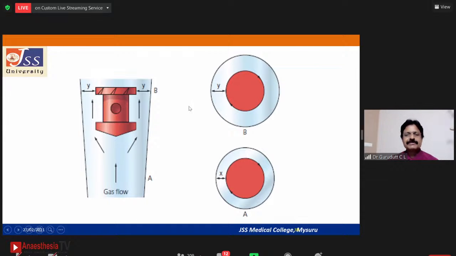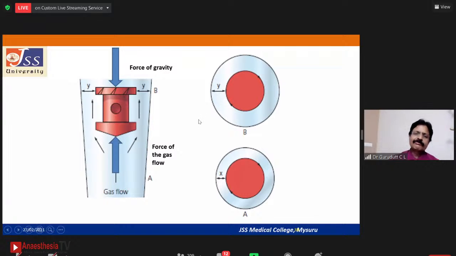So the annular space keeps on increasing. There are two forces here. One force is the force of gravity because of the weight of the bobbin, and the other force is because of the gas flow. At any point of the flow, once the force of gravity on the bobbin and the force of the gas flow equilibrate, at that particular level the bobbin will start floating. That is the basic principle behind why it stops at a particular level and starts rotating.